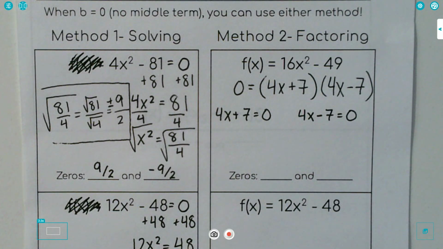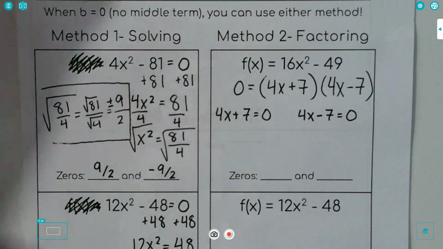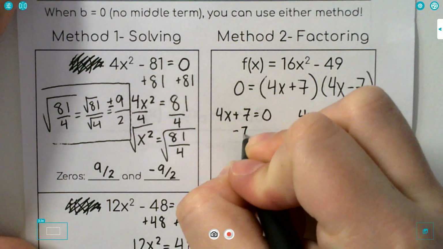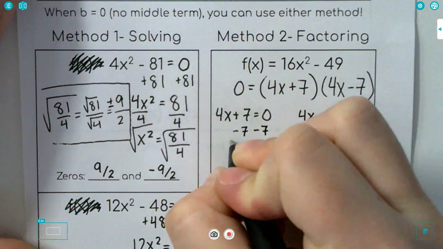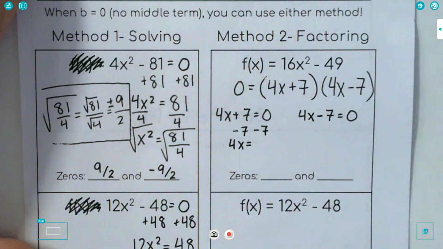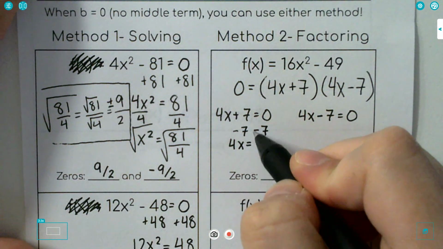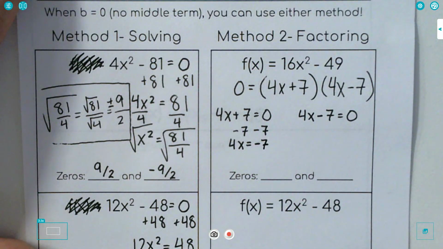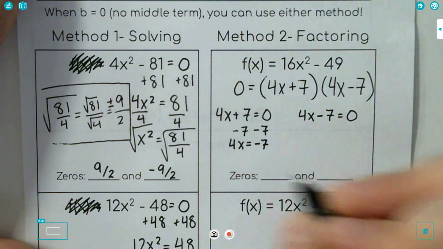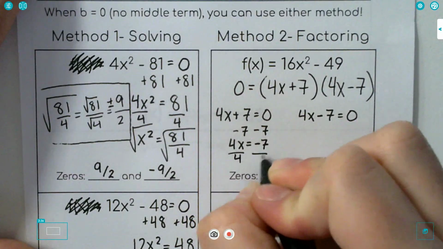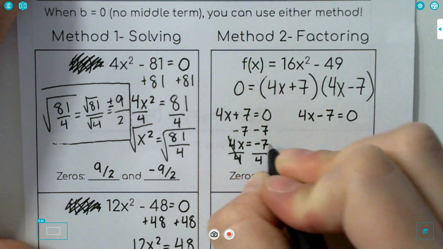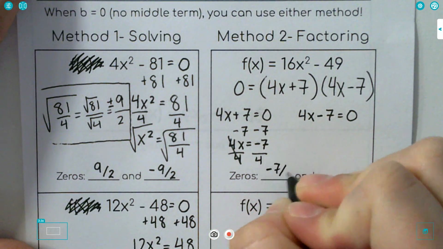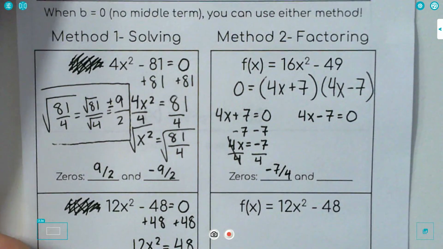So for 4x plus 7 equals 0, we would subtract 7 from both sides. I'm going to get 4x equals 0 minus 7, which is negative 7. And then I divide by 4. And I'm going to get x equals negative 7 over 4. And I'm going to leave it as a fraction.